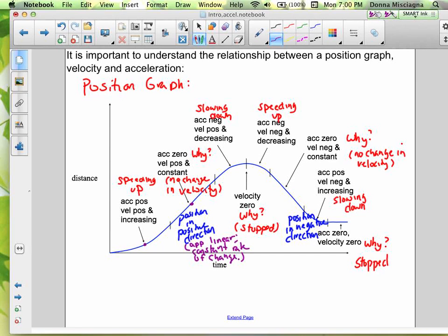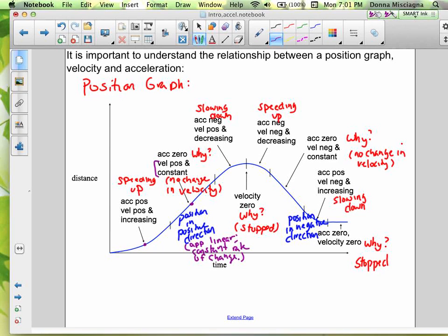So if we have a constant rate of change, the velocity will still be positive, because we're moving in a positive direction. But if there's no change in velocity, it's just staying at that same amount of velocity, and staying constant, then acceleration is going to be 0. All right, so there's no change in velocity because velocity is positive and constant. If velocity is constant, acceleration is 0.